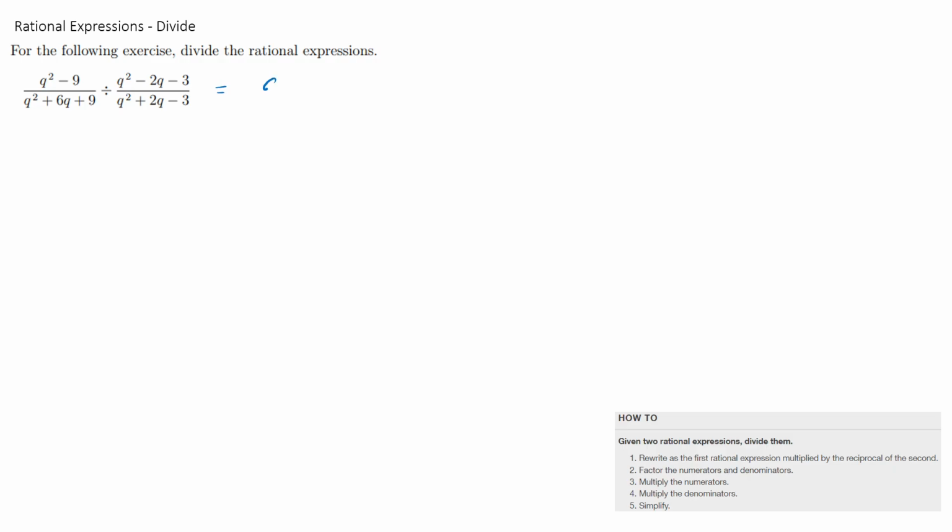So first thing I'm going to do is rewrite this as q squared minus 9 divided by q squared plus 6q plus 9 times q squared plus 2q minus 3 divided by q squared minus 2q minus 3. So when we divide fractions, we flip and multiply because rational expressions are fractions. That's the first step. And then we're going to do what we've done before.